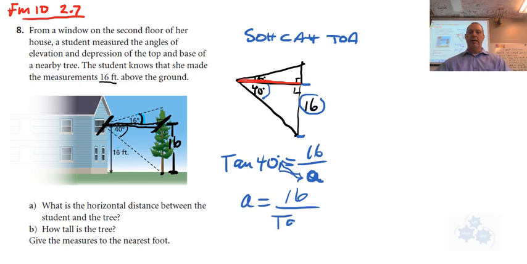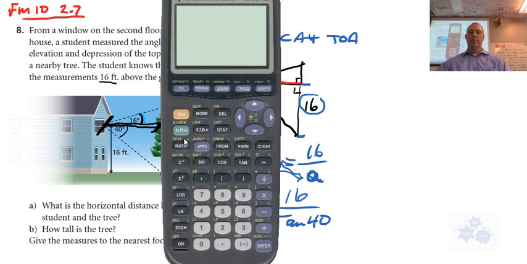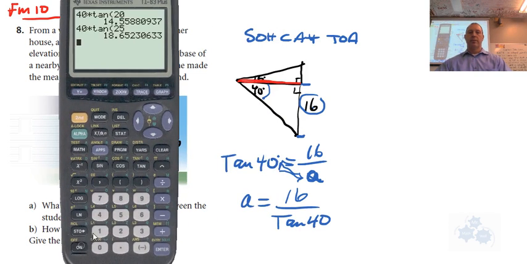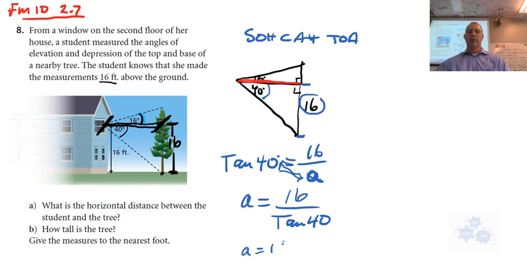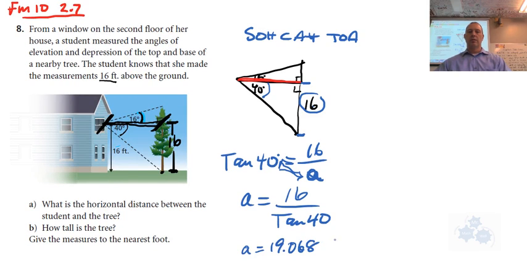16 divided by tan of 40. So 16 divided by tan of 40. 19.06. Okay. All right. So that is the distance. So for A, if it doesn't say what you should round it to, this is in feet, right? So 19.068 feet. If you did 19 feet, that's great. That's for A.